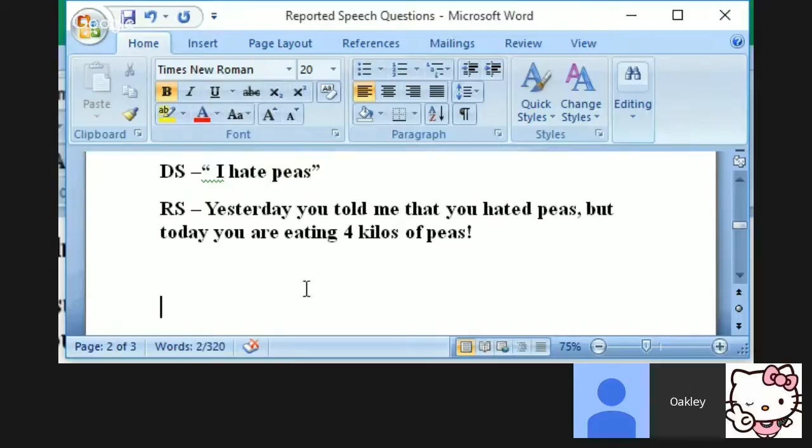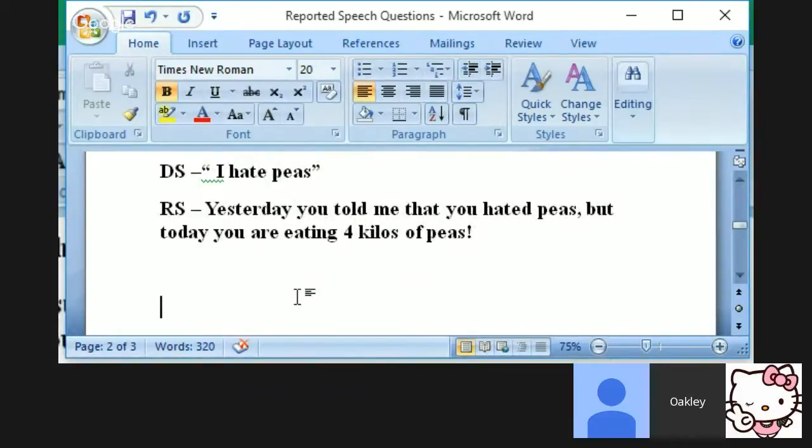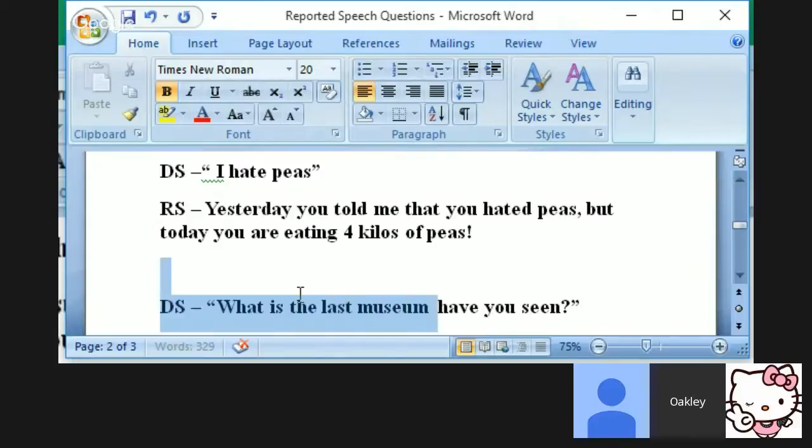All right, Demas, I would like you to try to use an interrogative and change the sentence around. Direct speech: What last museum have you seen? I need to modify this slightly. What is the last museum? Because you're asking about a specific museum, so I need the. What is the last museum you have seen? Yes, you're absolutely correct.